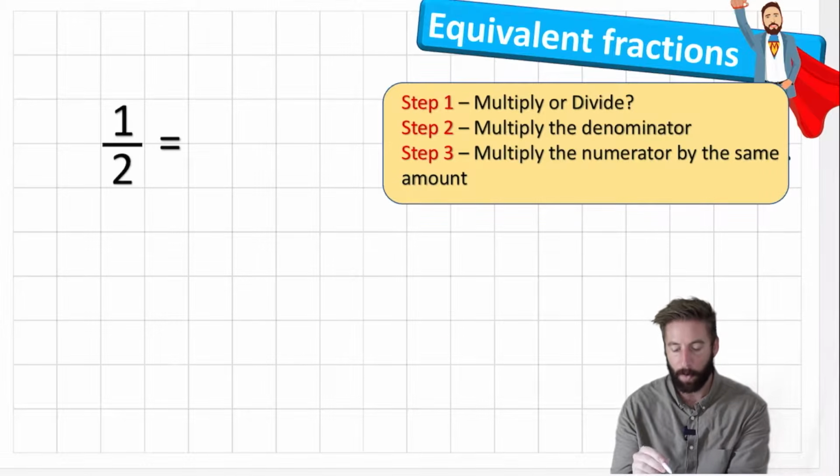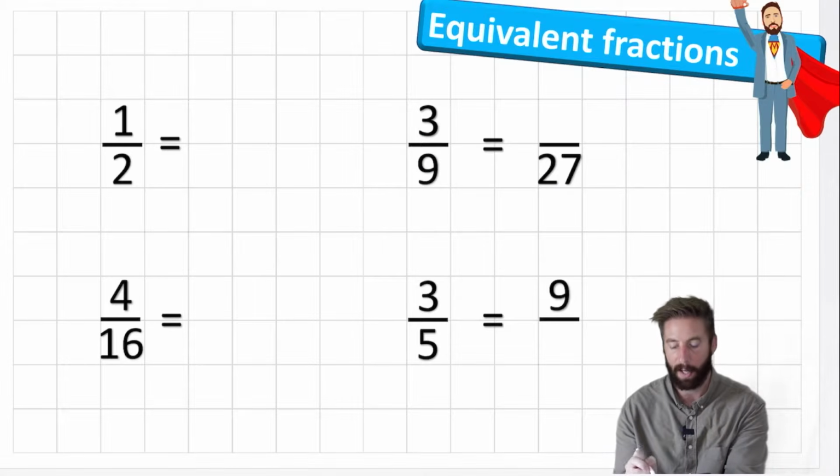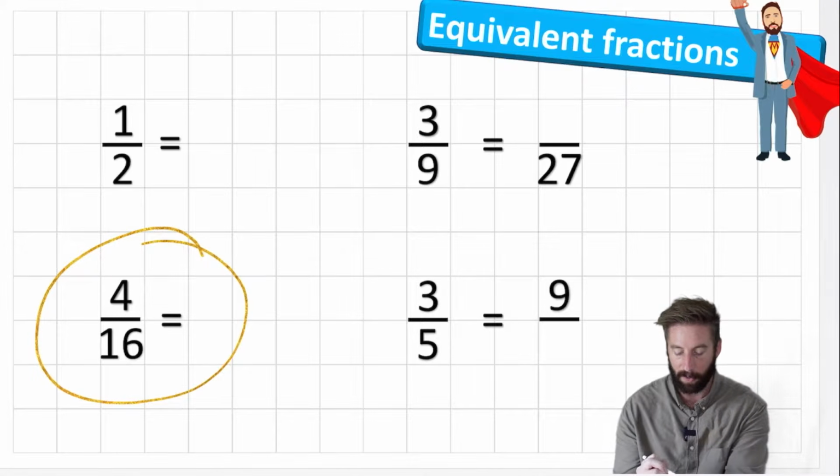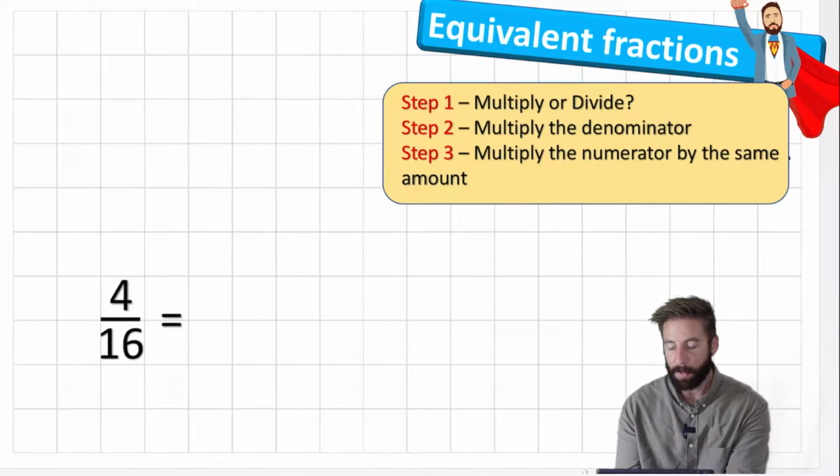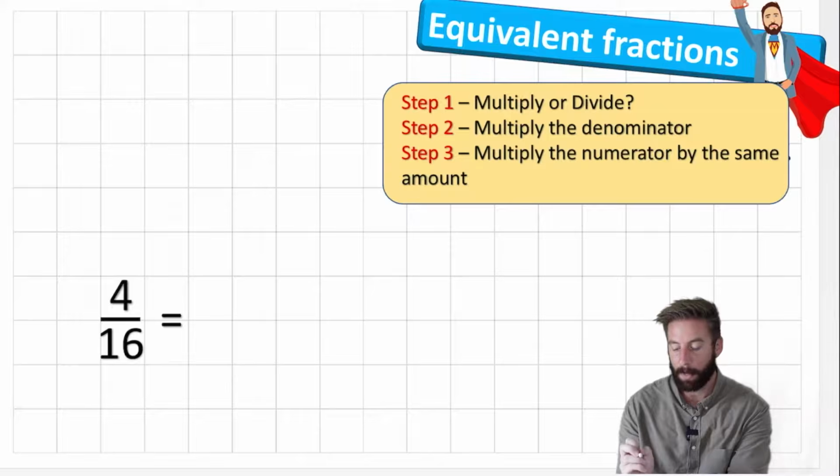Okay, let's pick a different question. Let's pick a harder one. Let's have a look at 4/16ths, okay? So, same steps. I'm going to choose whether I multiply or divide. Then I'm going to multiply the denominator, and then I'm going to multiply the numerator by the same amount, or divide. Okay? But in this case, my step 2 and step 3 might be divide instead of multiply. So let's have a look.